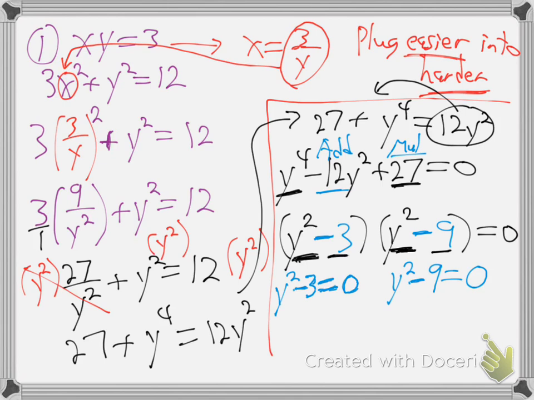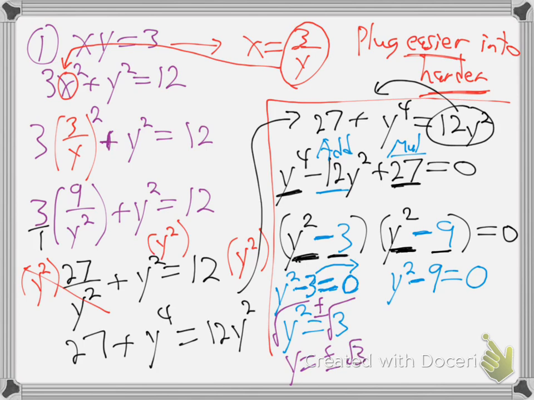Just get it alone and root it. Just jump this 3 over. Y squared is 3, and root it. Roof on the house, up and down ladder. Don't forget the plus or minus. That'll be real important today in what we're doing. So y is plus or minus root of 3.